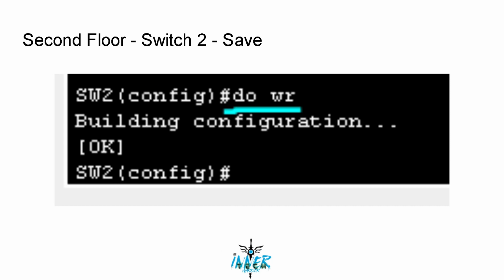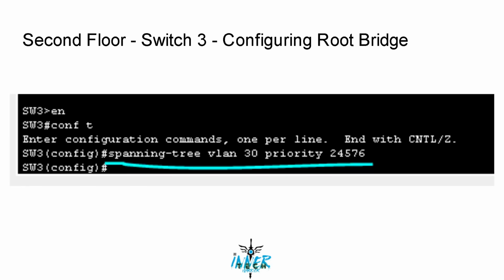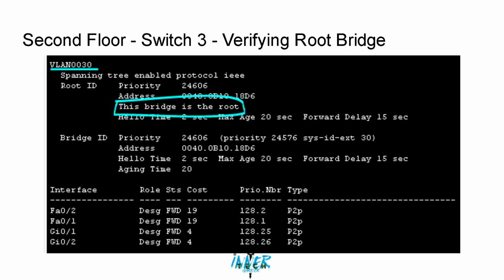Now save your configuration and we can move on to the last switch, SW3. Move your console cable to switch SW3. Then put in the command spanning tree VLAN 30 priority 24576 to make SW3 the root for VLAN 30. Let's verify that SW3 is now the root for VLAN 30 with the show spanning tree command. Looks like we're good. Awesome.